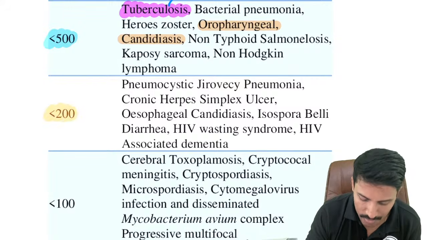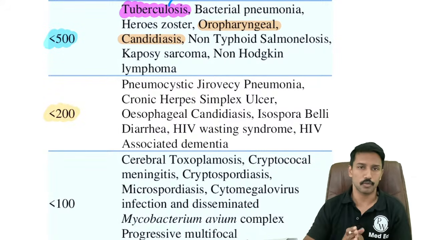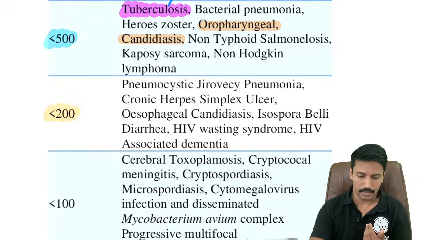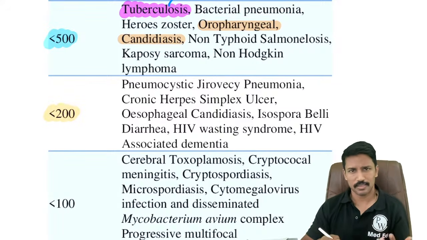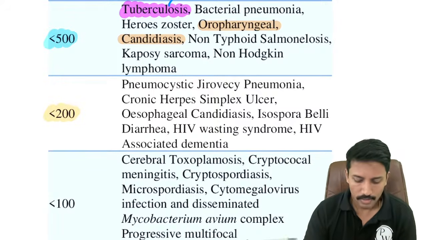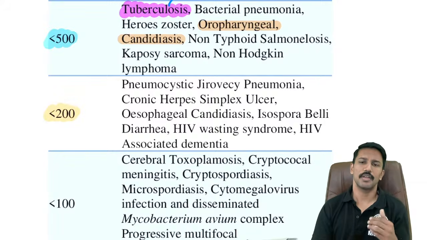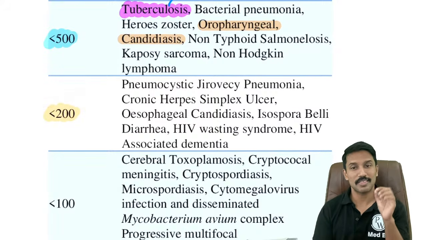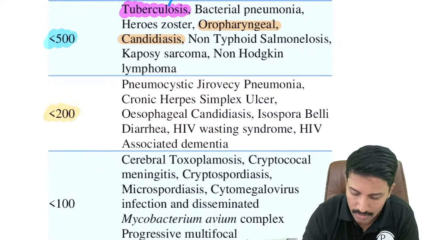But when it is less than 200, we start seeing more major opportunistic infections which are not usually seen in immunocompetent individuals. Can an immunocompetent individual get tuberculosis? Yes, very common. Can a normal individual get bacterial pneumonia? Yes. Herpes zoster? Yes. Non-typhoid salmonellosis? Yes. But can a normal healthy individual develop pneumocystis jirovecii pneumonia? No. Typically only when someone is immunocompromised. So when it is less than 200, the immunocompromised state is kicking in, and then we start seeing infections which are not routinely seen in healthy individuals.